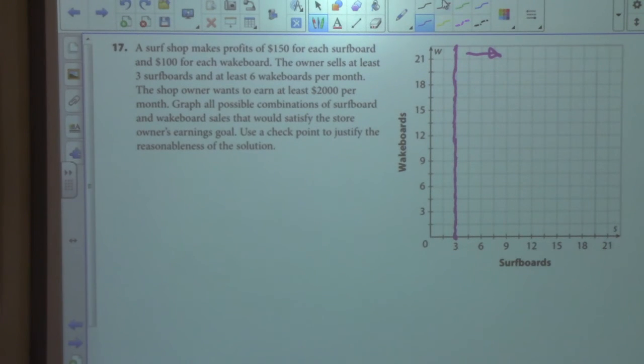Okay, well, the next one we have is at least 6 wakeboards. So we're going to go here at 6, and then we're going to go like this.